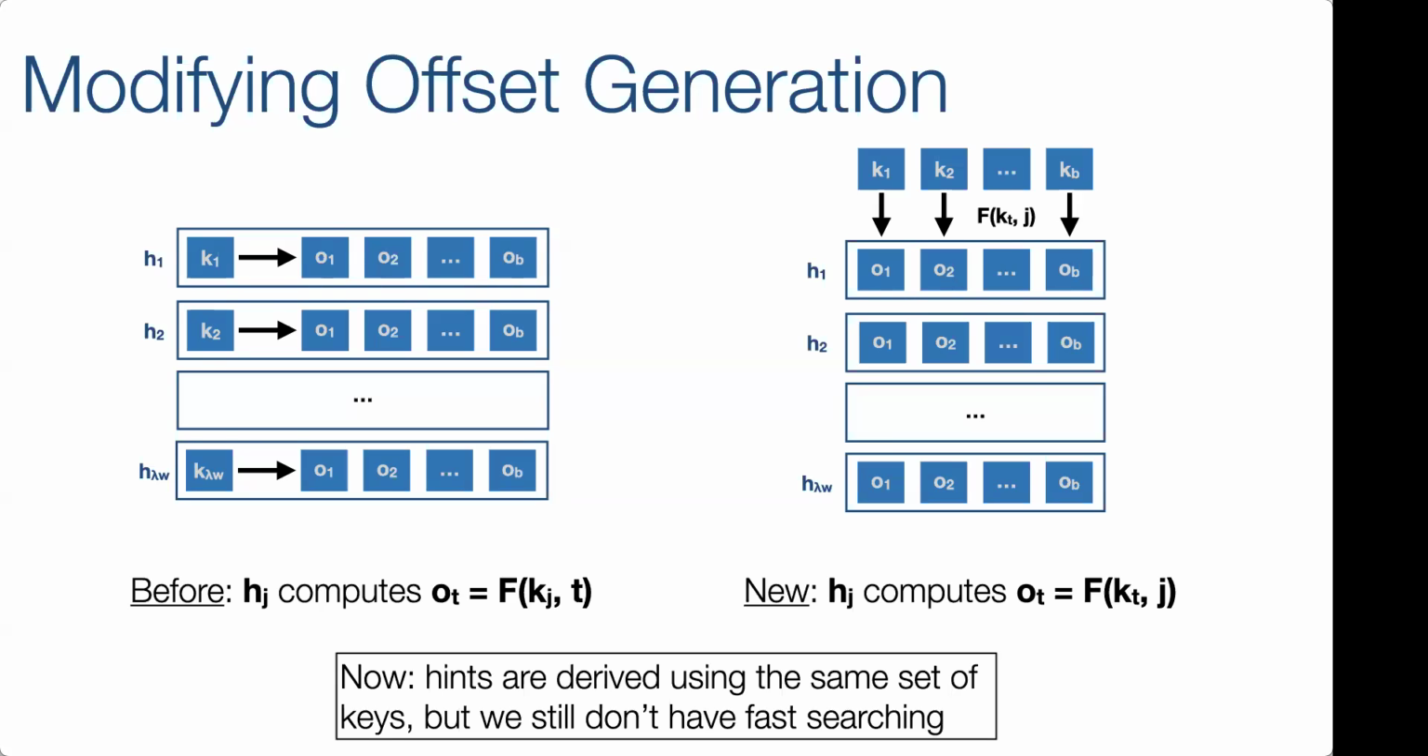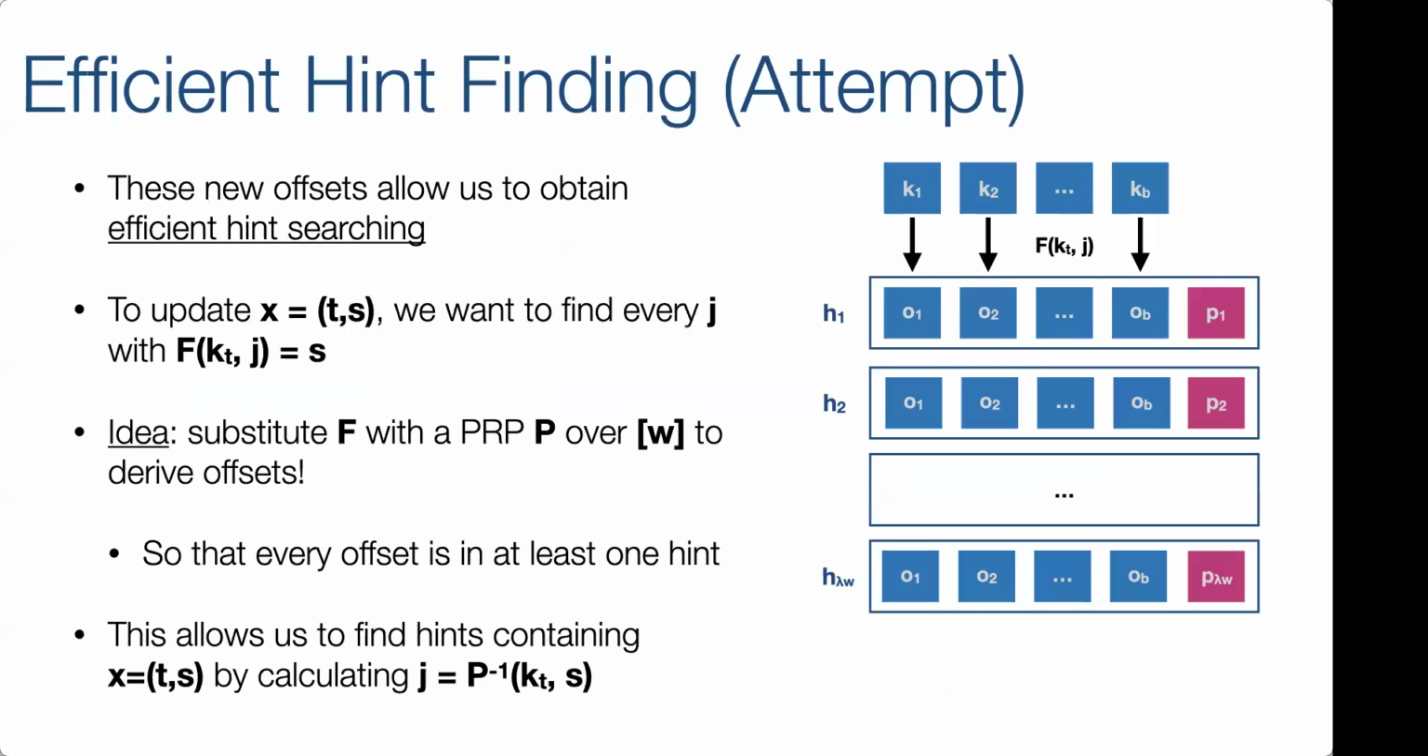So the first attempt that we're going to do, this isn't going to work, is we're going to get efficient hint searching, but we're going to break the PIR, which is half the battle. So to update a specific element X, right now we have to run this PRF for the block key to check if it is with the specific offset. But the first thing we do is we substitute the PRF with a PRP. So now each of these columns you can think of as just having the elements 0 to W minus 1 permuted. Each one is an independent permutation, and we're using a PRP.